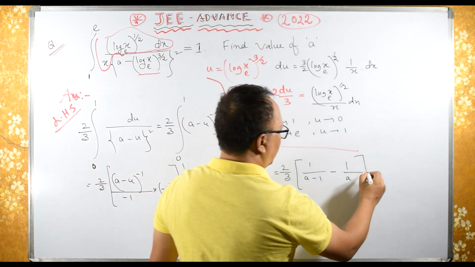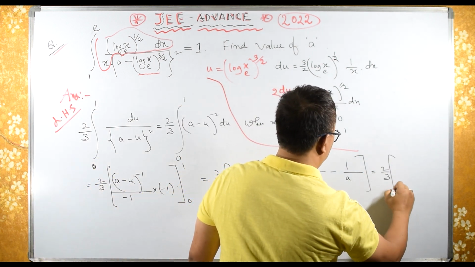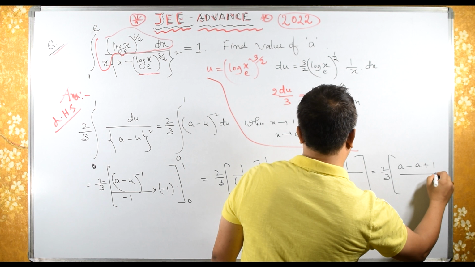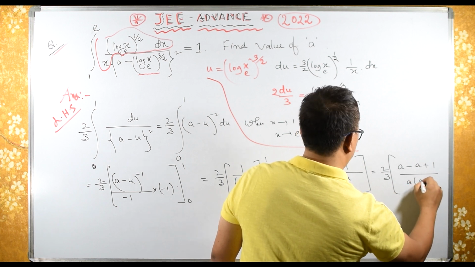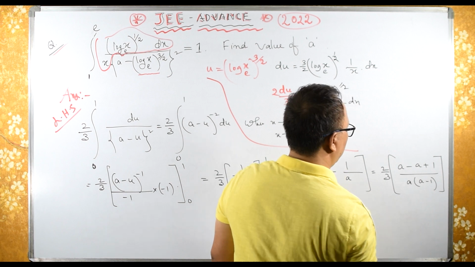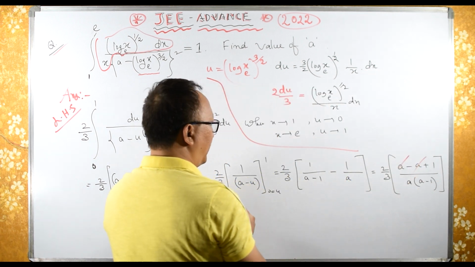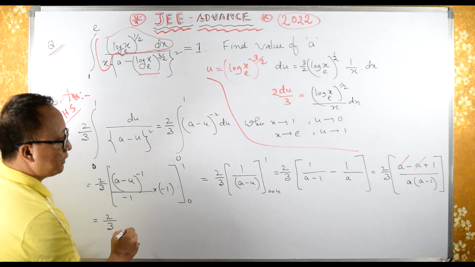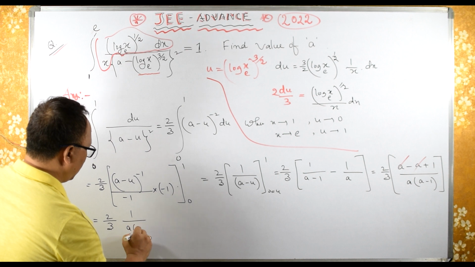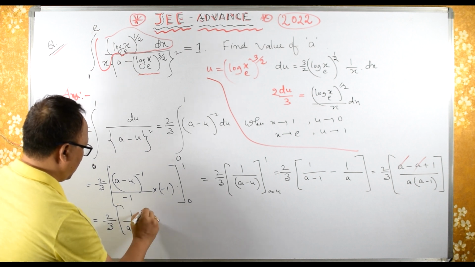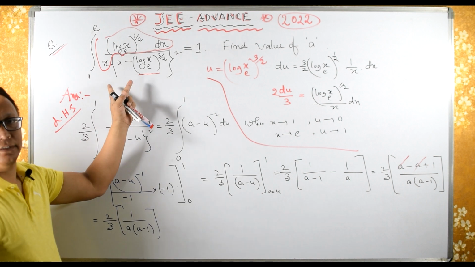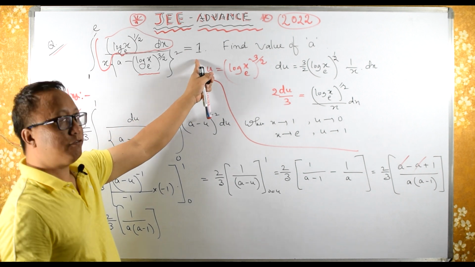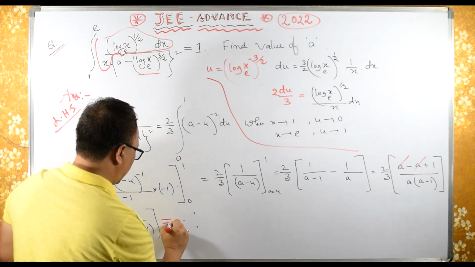Now let's take the LCM. This is the same as 2 by 3. It becomes a minus a plus 1 upon a into a minus 1. These two get cancelled. What we have is 2 by 3, 1 upon a into a minus 1. This is our left hand side. On the right hand side, what we have is 1.